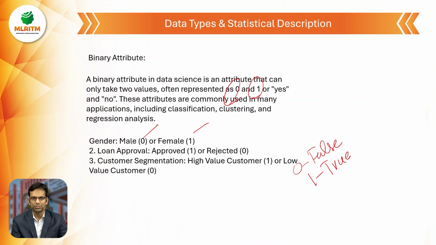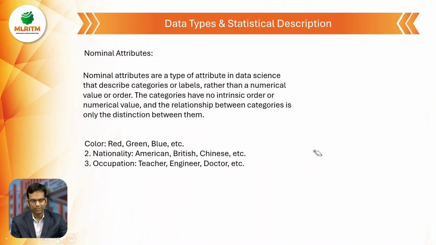Loan approved, second example. Loan approved 1, rejected 0. So we will categorize the data for a binary attribute. Binary attribute is nothing but either with 1 or else with 0, we have to proceed. Then customer segmentation. High value customer 1, low value customer 0. High value customers are represented as 1 and the low value customers are represented as 0.